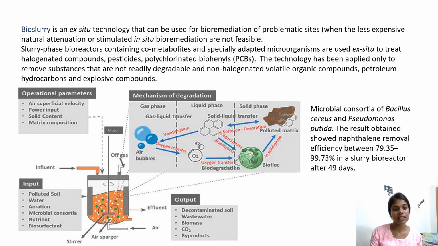So in this bioslurry input, we can input the polluted soil, water, and aeration. A good aeration system should be there. Then microbial consortia. Consortium means a group of microorganisms that can help in bioremediation. Then nutrients, biosurfactants, etc. Then operational parameters, which we can fix.